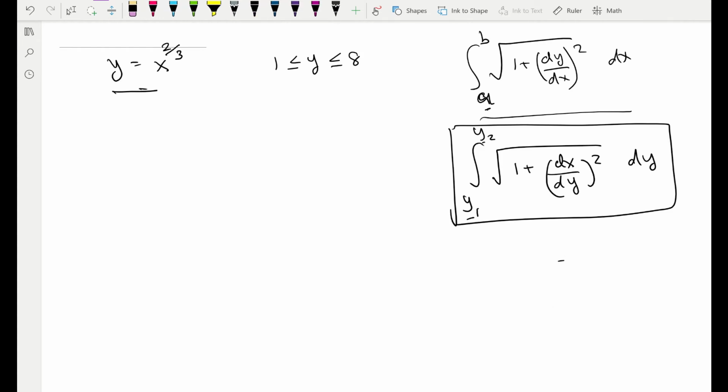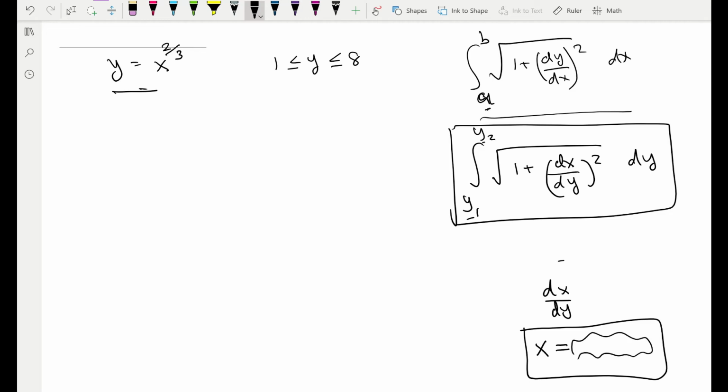But if you are hoping to get dx/dy, that means you need to write the function in the format of x equals an expression of y. So you need to make x the subject.